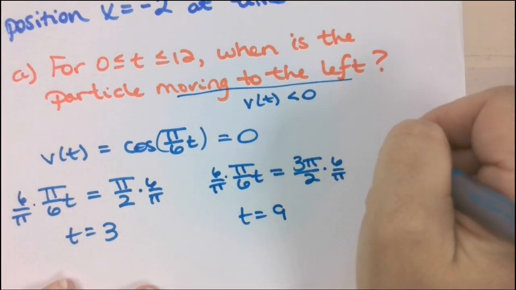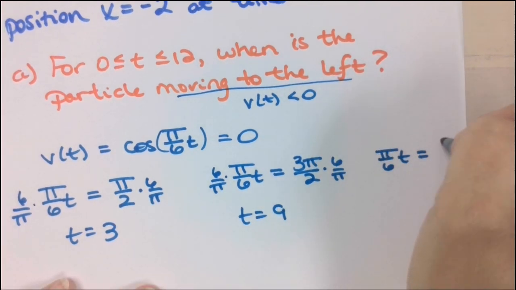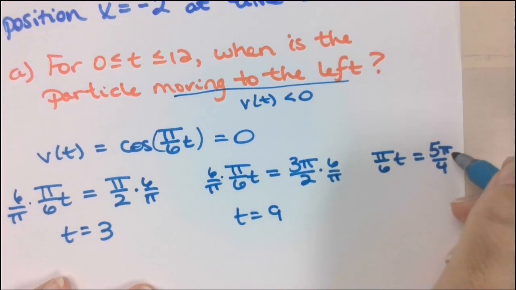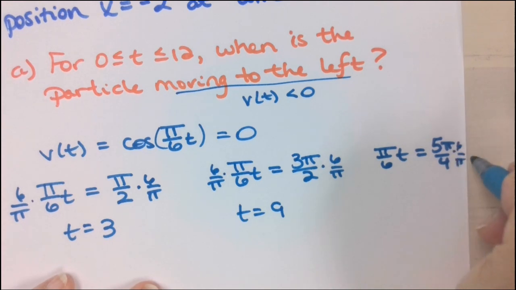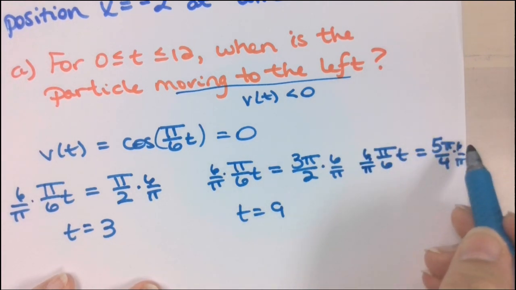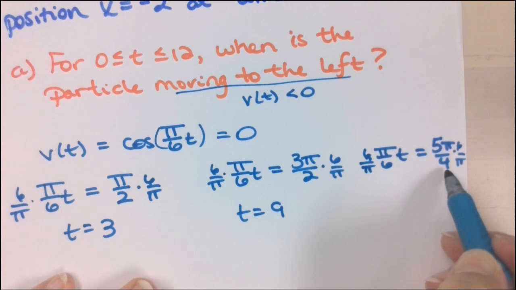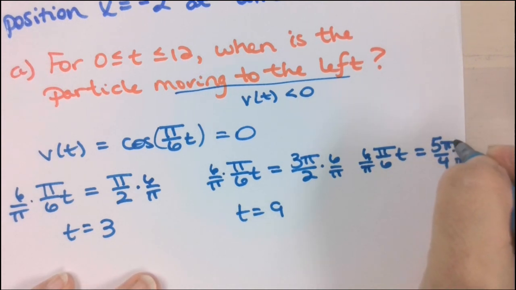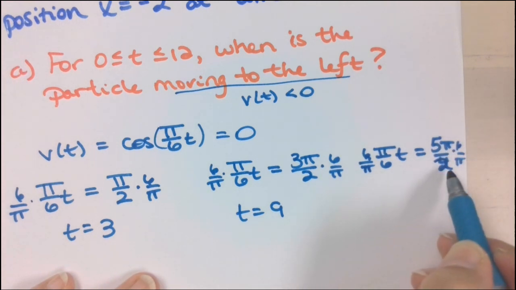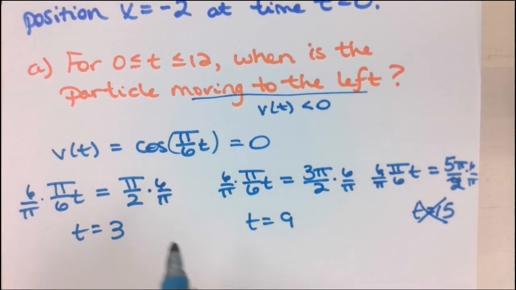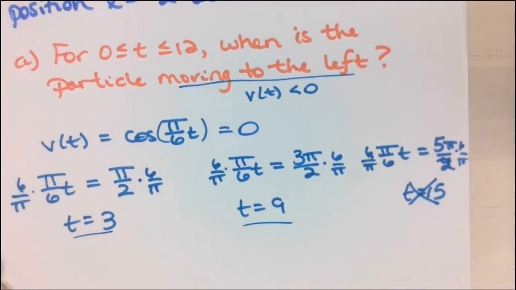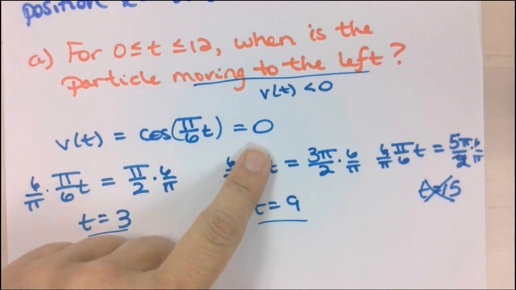And let's just check one more just to be sure. The next one would be at 5 pi over 2. And if I multiply, I'm kind of out of room here on the side of my paper, 6 over pi. If I do that, that's 30 divided by 4. Oh, wait, not 4, 2. Silly, I don't know why I wrote 4. 5 pi over 2, so I get 30 over 2. That one gives me t equals 15, and that's out of our interval. So these are my only two times where the velocity is equal to 0.